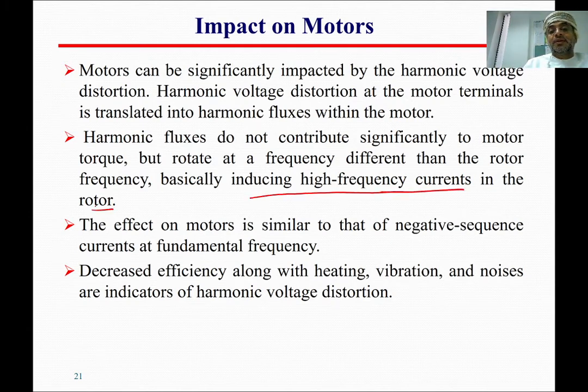Okay, so we have in the motor, this is the stator, this is the rotor. We have the normal rotating flux, but due to the harmonic we have another flux that will rotate in another direction. So that flux will induce current in the motor. As a result, there will be more losses.